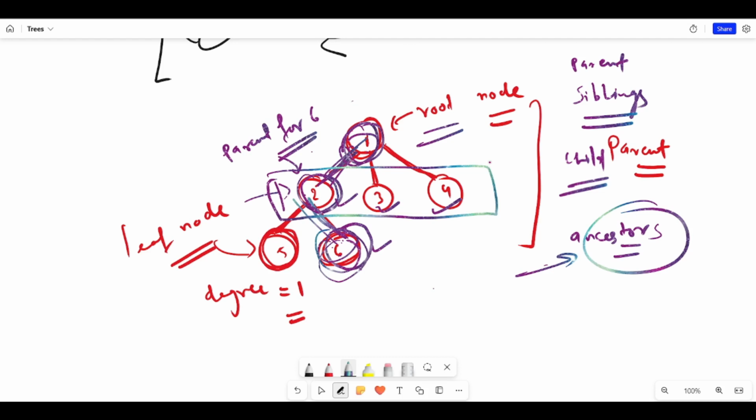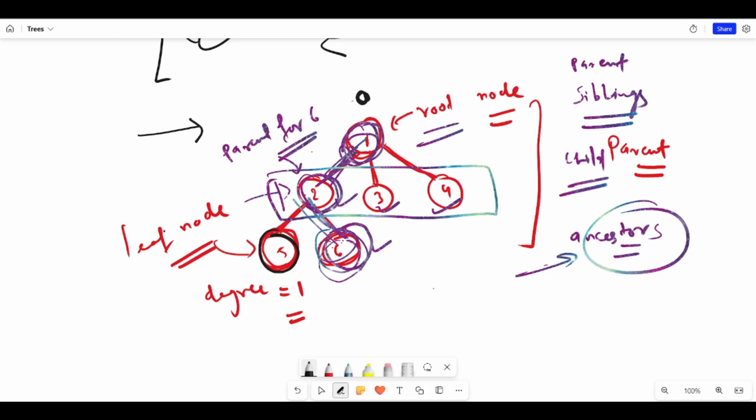Okay, now let's talk about the depth and level, the next concept. What is a depth and level? So the depth is nothing but the distance from the root node. So this is the root node. What is the depth for node number 5? It is simply the distance from the root node. So the distance is taken to be 0. This from the root node.